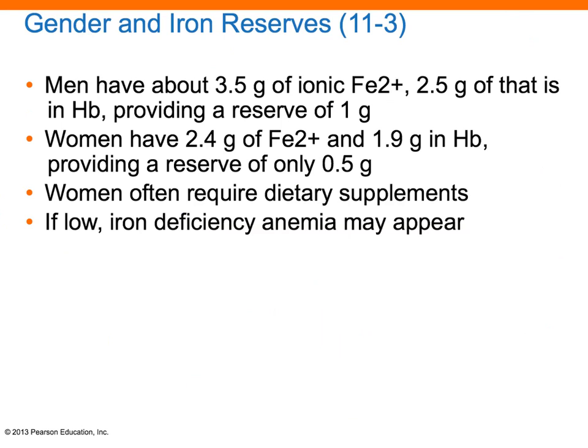As far as the iron that we find in our blood, which is attached to our heme, men have about 3.5 grams of iron, and 2.5 of the grams is found in hemoglobin. So that means that there's about a 1 gram reserve for men. And women have smaller iron reserves than men, only about half of a typical male. So here we have a reserve of only 0.5. Why? Because we have about 2.4 grams of iron, about 1.9 is in the hemoglobin, which means you're only left with about 0.5 gram reserve.